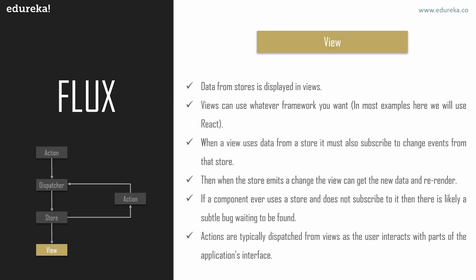When a view uses data from a store, it must also subscribe to change events from that store. If you remember the diagram I showed you, from the view, via an action, it goes to the dispatcher. From the dispatcher, it goes to the store, and from the store, it again goes to the view. Because something has been updated or modified in the store, when a view uses the data from a store, it must subscribe to change events from that store. This is very important. Then when the store emits a change, the view can get the new data and re-render it, because it has become the updated, processed data.